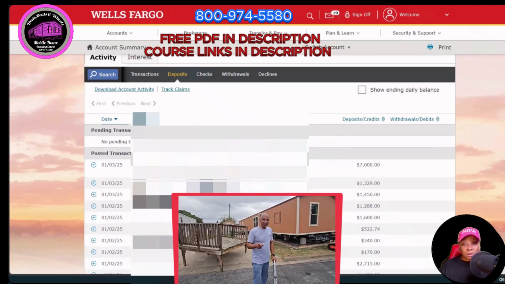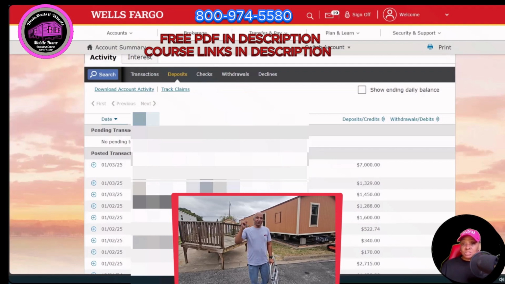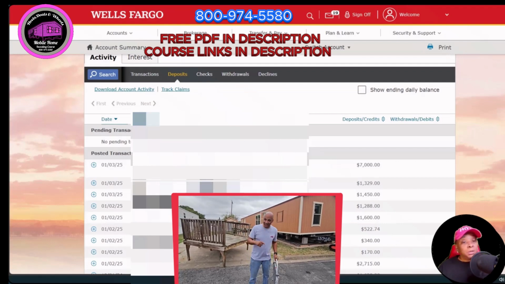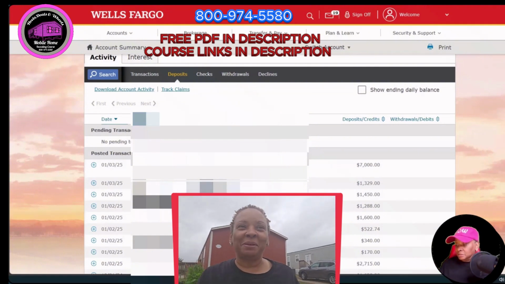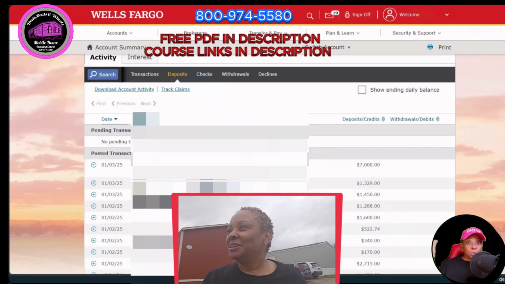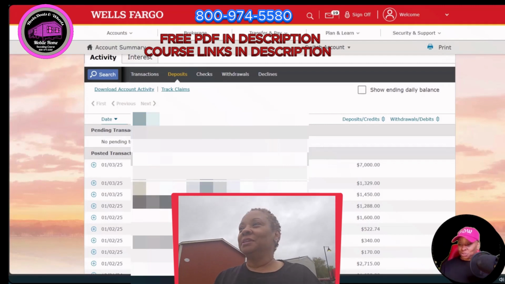Okay, so let's talk about some deposits. Guys, I have blurred out my tenants' names. Some of this information I blurred out. I don't know if we got some scammers watching this or not. I'm not trying to get anybody to hack my bank account. I don't know all the ins and outs about hackers.